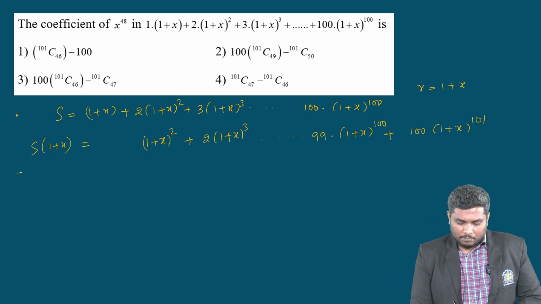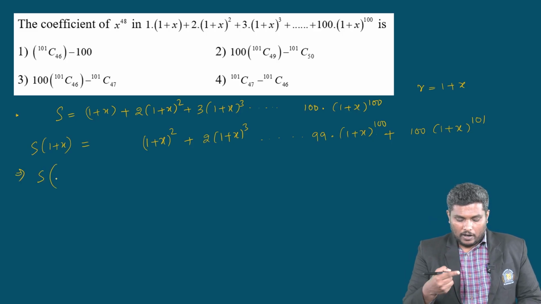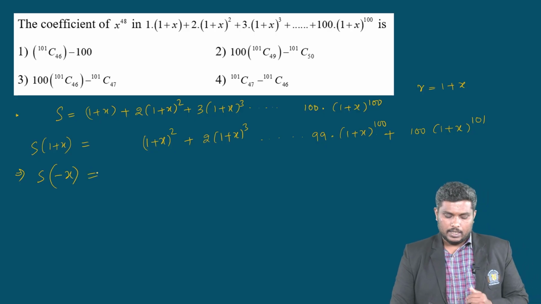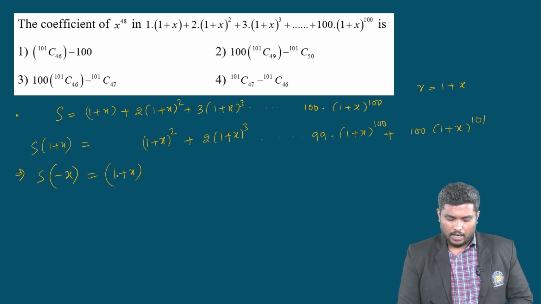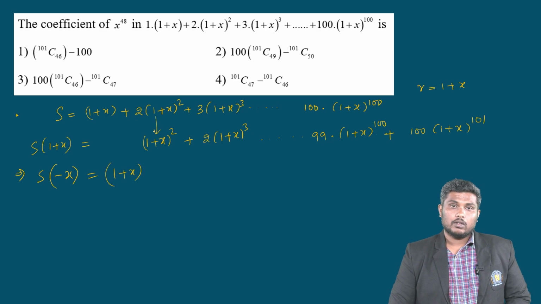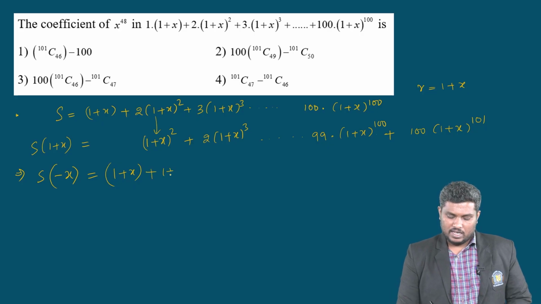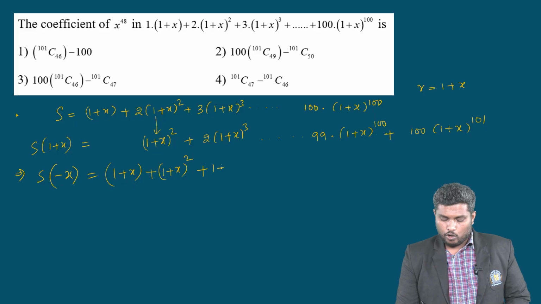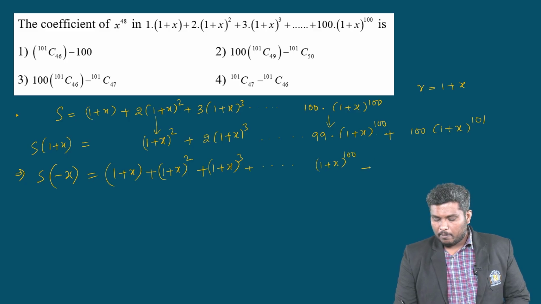When I subtract these both, S into (1 minus (1 plus x)) will give me minus x S, which is equal to 1 plus x. And when I subtract these, I get (1 plus x) whole square plus, once again, 3 minus 2, which is 1, (1 plus x) whole cube and so on, till (1 plus x) whole power 100, and then minus, there is an extra term here, 100 into (1 plus x) whole power 101.